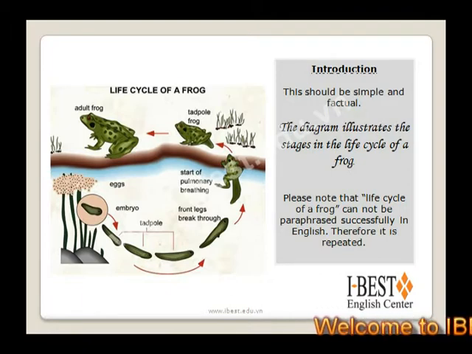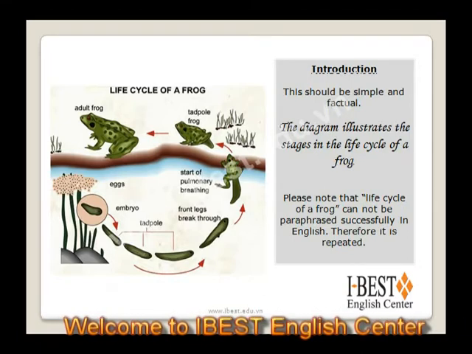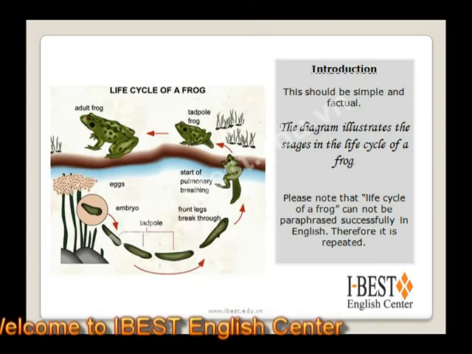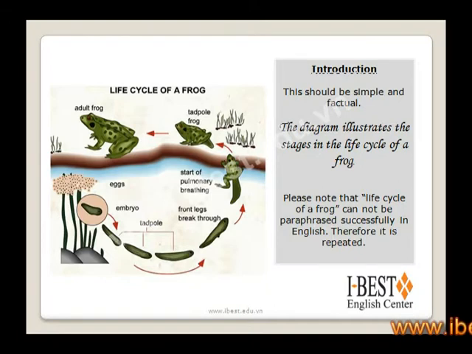The diagram illustrates the stages in the life cycle of a frog. You can see that we start with the diagram. We don't need to alter these words. After that, we have a verb, illustrates. You could also use gives information about or shows.